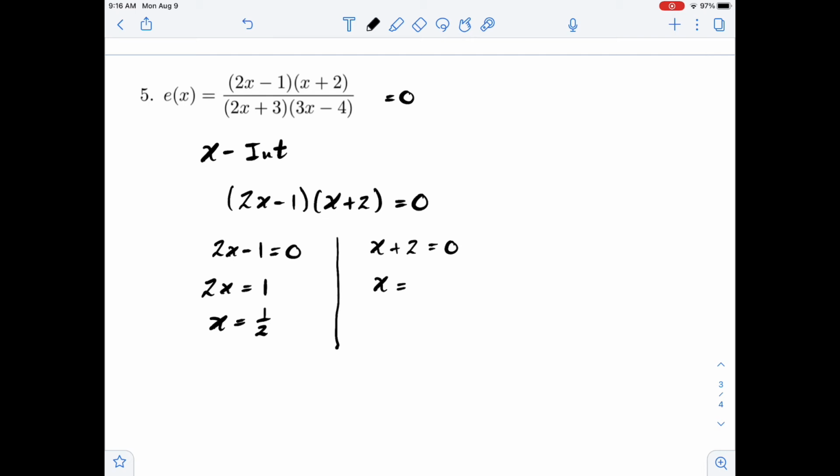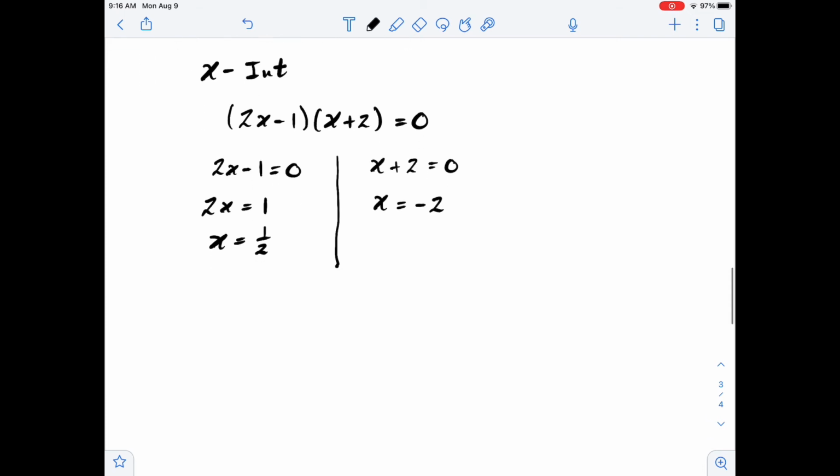X plus 2 is equal to 0. And therefore x is equal to minus 2. And that's your other solution. X equals minus 2. And so I have two x-intercepts.